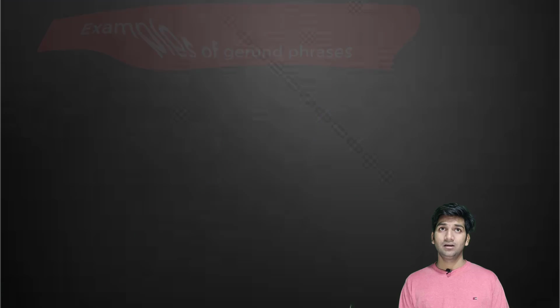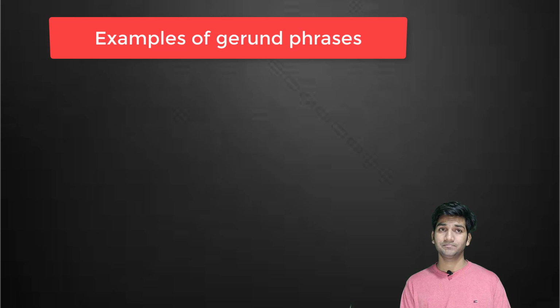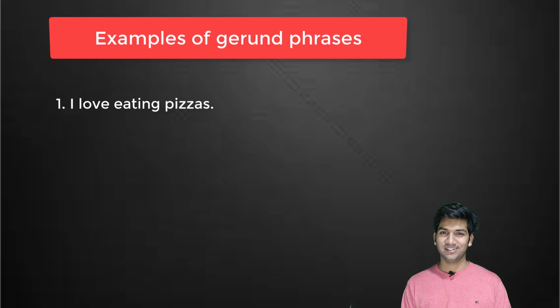Guys, I want you to pay attention to this part. A gerund looks like a verb because it is formed out of a verb, but it doesn't act as a verb. It acts as a noun in a sentence. Let me give you some examples of gerund phrases now. I love eating pizzas. Do you love eating pizzas? I reckon you do. Everybody does. You guys tell me what is my gerund phrase here. Yes, eating pizzas is my gerund phrase here.